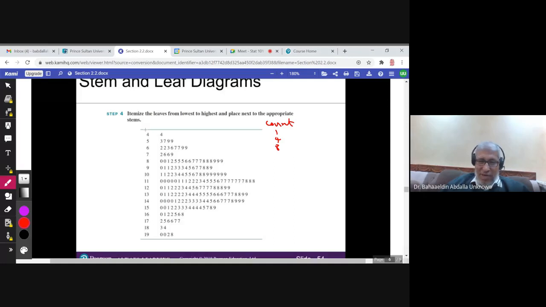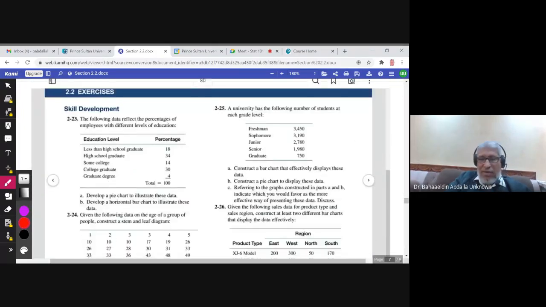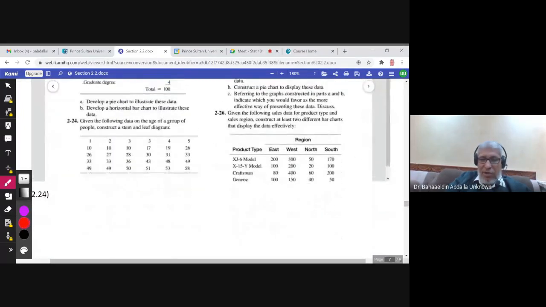You can say we have classes here. Class 4 is a class, 5 is a class. The number of classes is usually between 5 and 20, similar to the frequency distribution. So this is the stem and leaf diagram. Finally, please solve these questions by yourself.